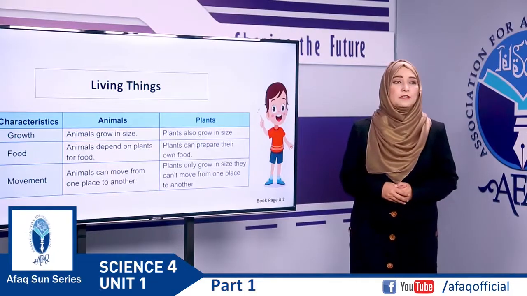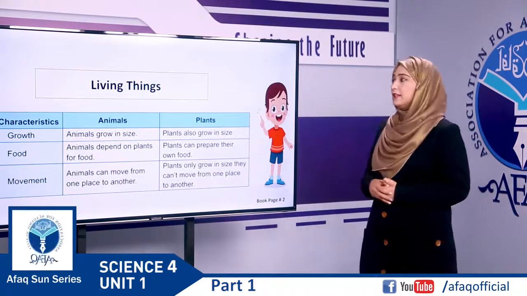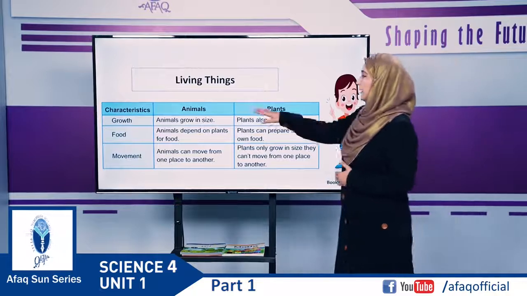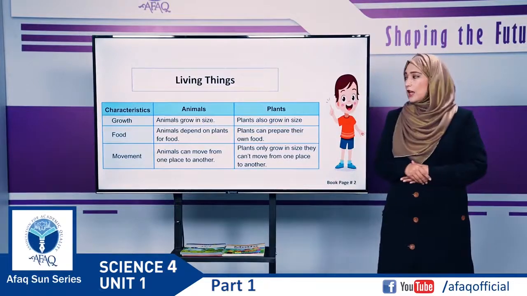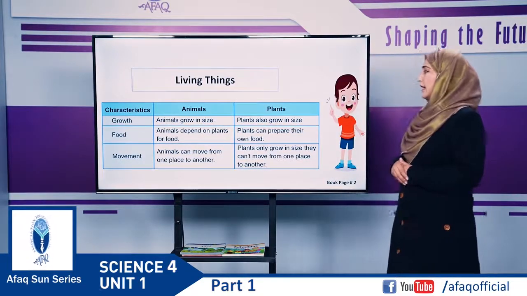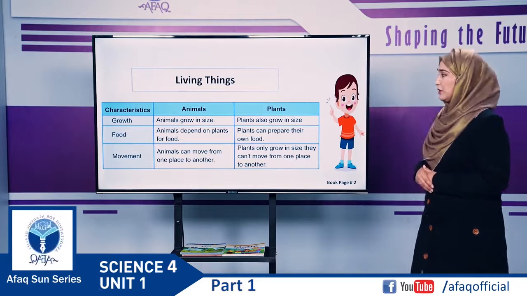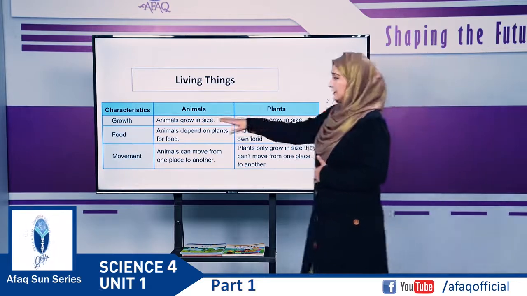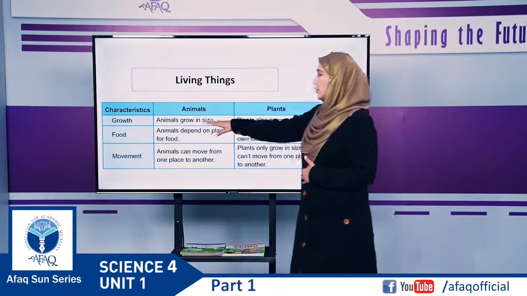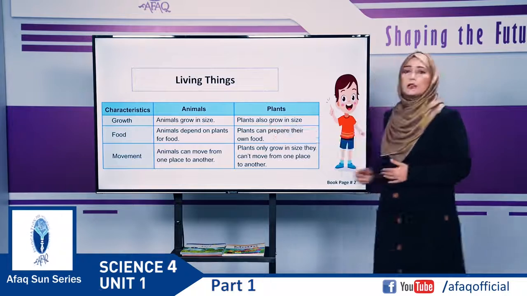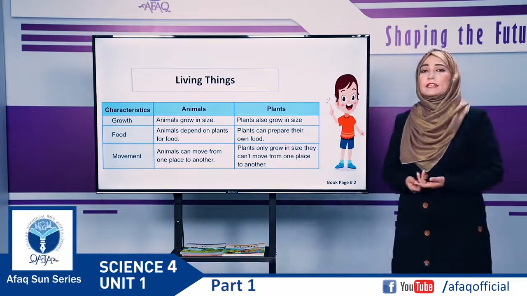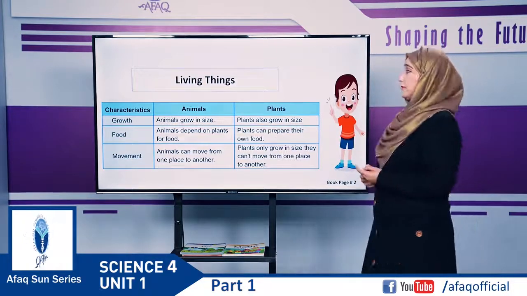Okay students, we have read about living things. We have read that animals and plants are living things. Now we will see how animals and plants are different from each other. If we look at the characteristics, animals grow in size. Plants also grow in size. Then how are they different from each other?